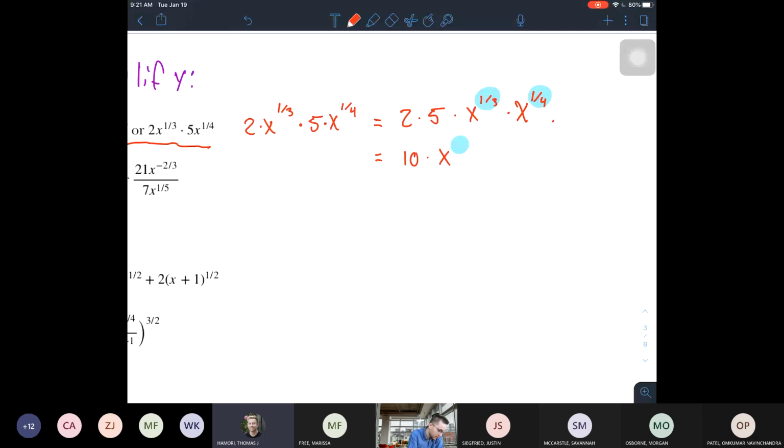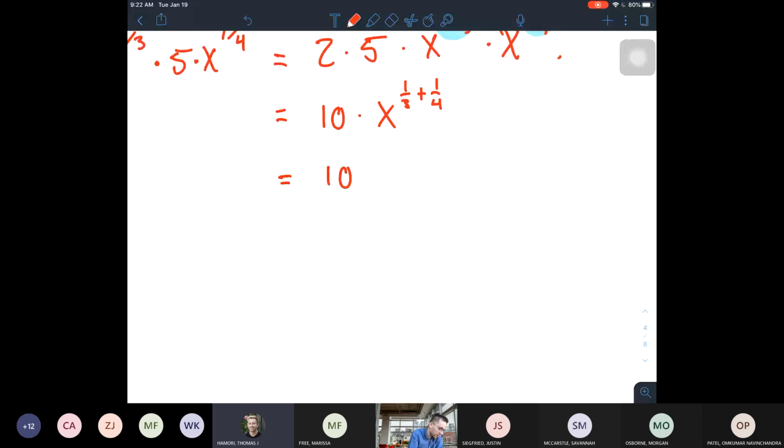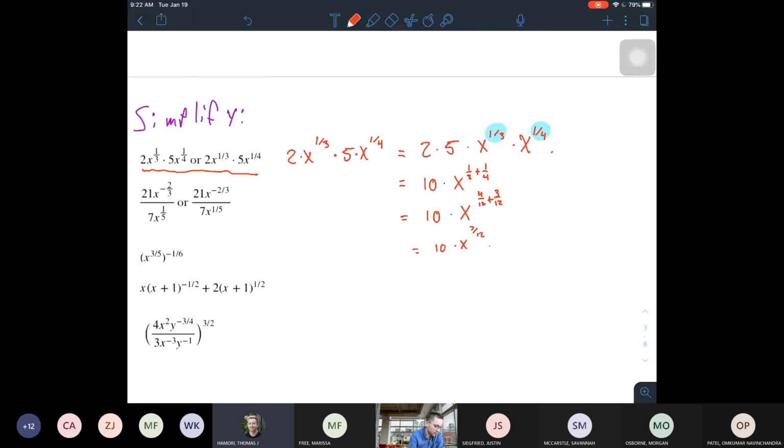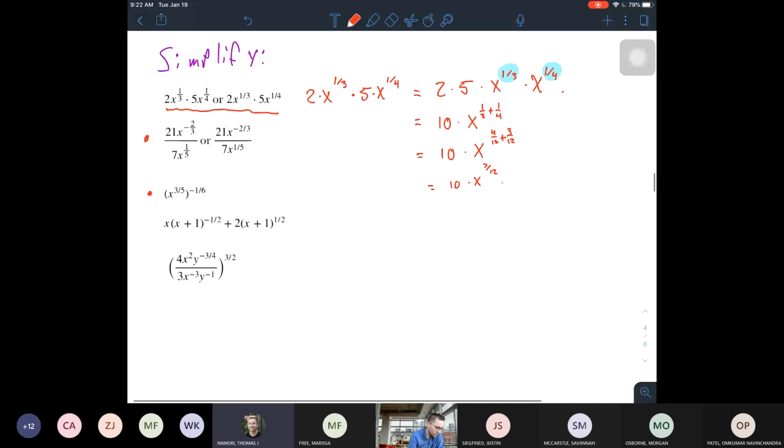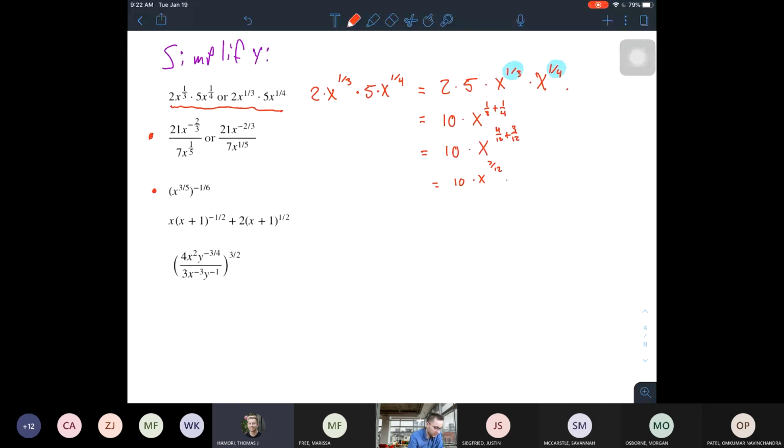That's right. So in this bubble, the first thing I'm just going to write is 1/3 plus 1/4. And then I'm going to worry later about combining them into a single fraction. To find a single fraction for 1/3 plus 1/4, I should find a common denominator. The common denominator here is going to be 12. That's going to be 4 over 12 plus 3 over 12, going to be equal to 10 times x to the power 7 over 12. So that is how we simplify that one completely.